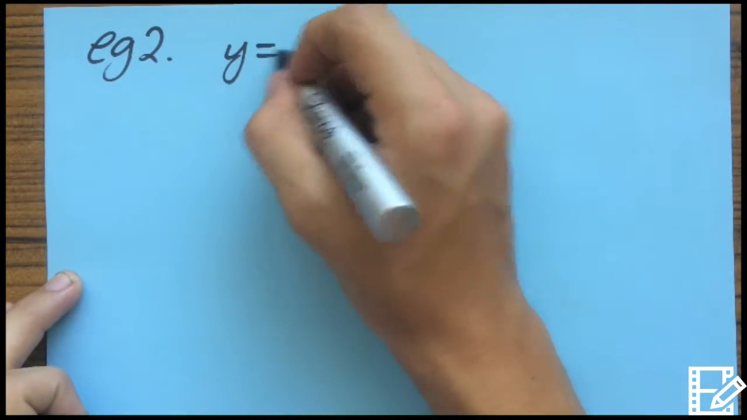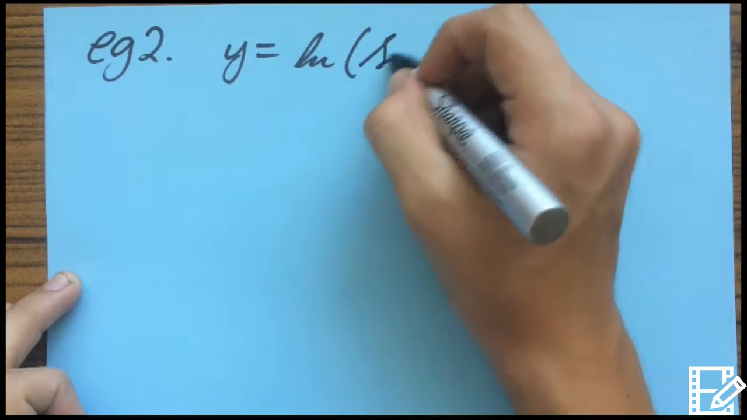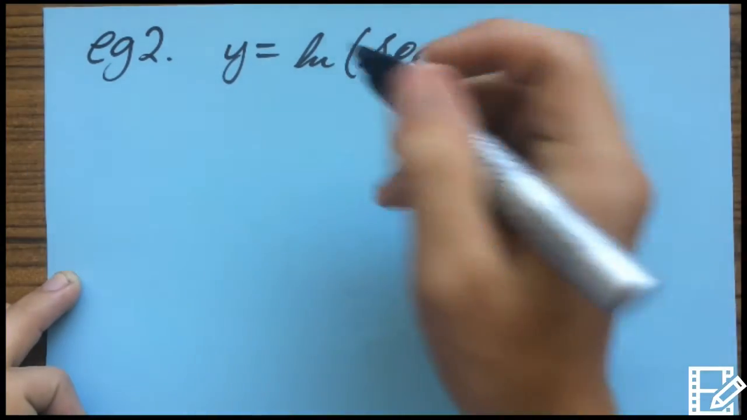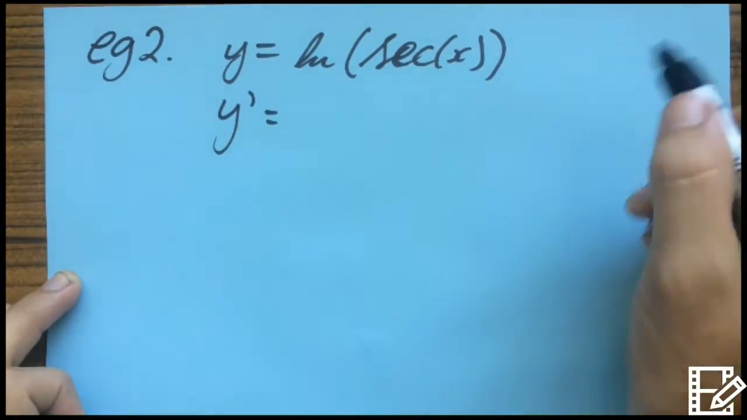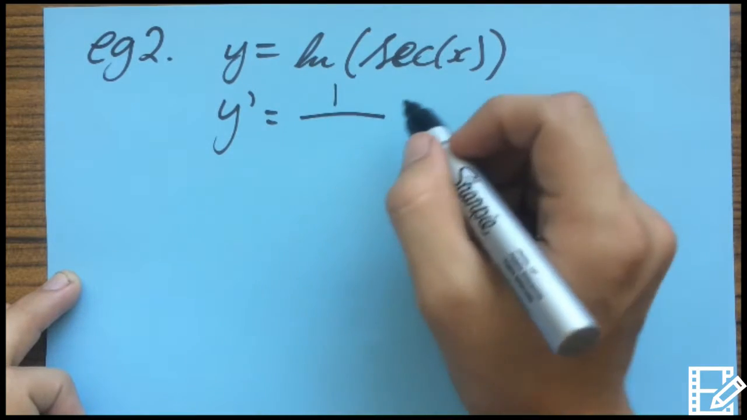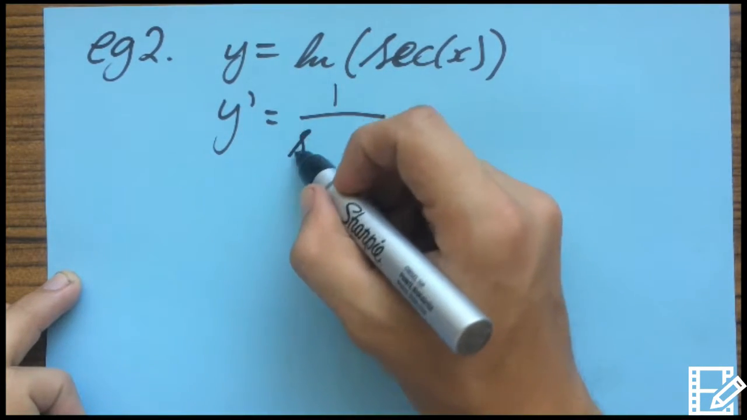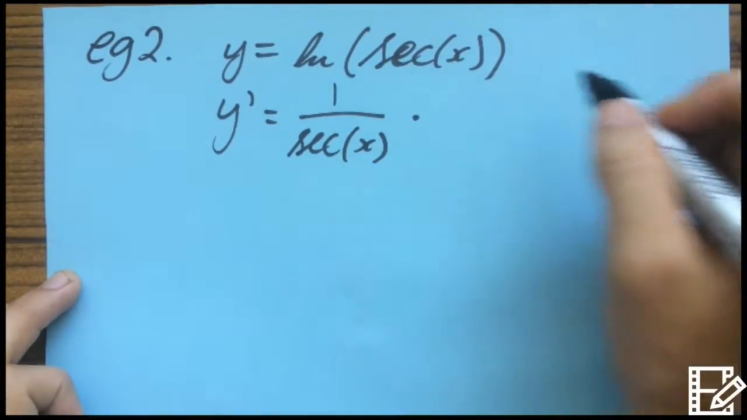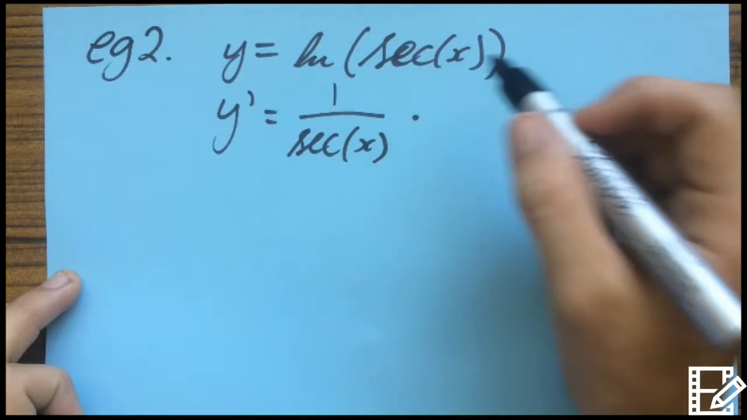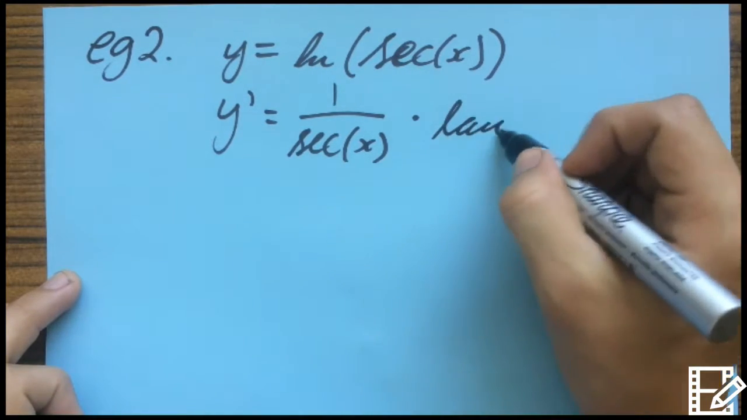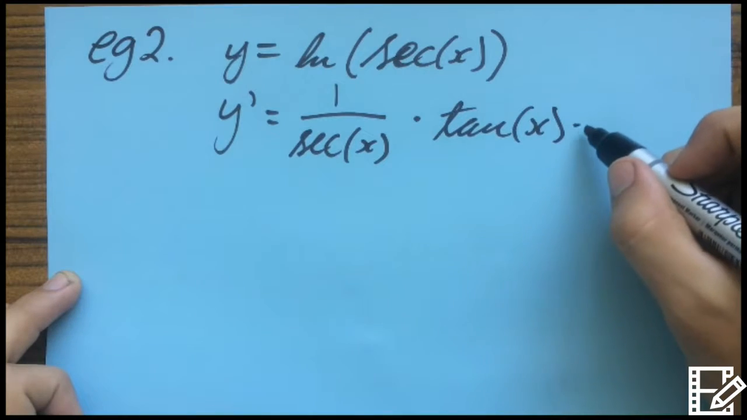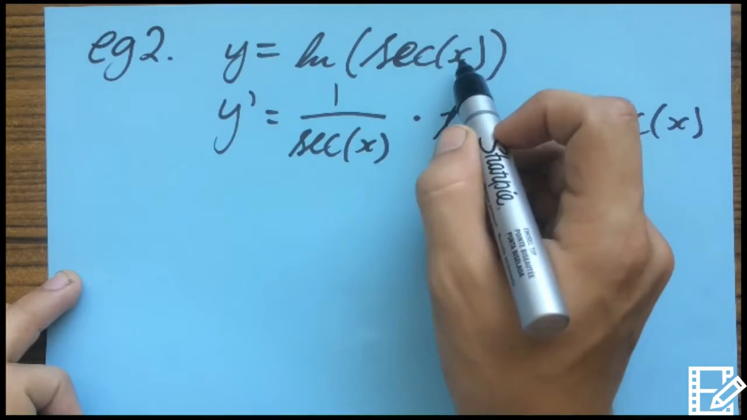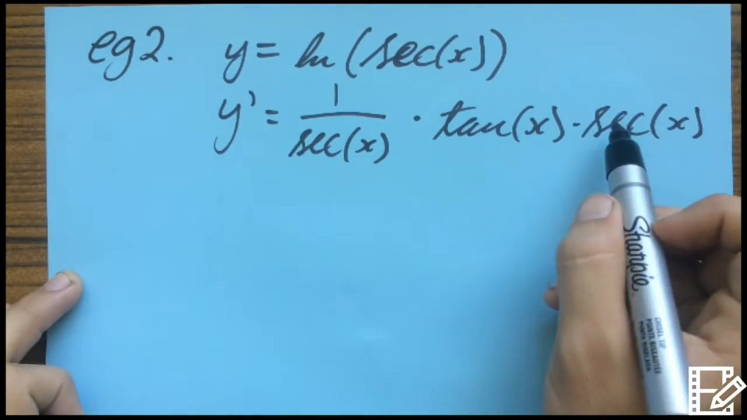Let's say ln sec x. So, start our way outside just like before. The derivative of ln is 1 over, and what's in the brackets is sec x. And then we multiply that by the derivative of whatever's in the brackets. So the derivative of sec x is tan x multiplied by sec x. That's what it is. The derivative of sec x equals this.